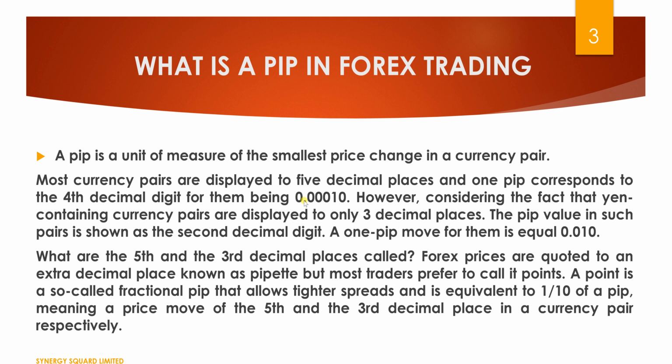being 0.0001. Now, a pip is the very fourth. This is 1 pip. However, considering the fact that yen-containing currency pairs are displayed to only 3 decimal places, the pip value in such pairs is the second decimal digit. So a 1 pip move for them is equal to this very second, which is 1 pip.